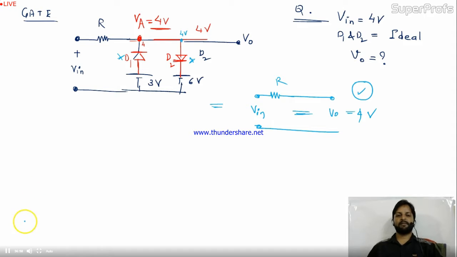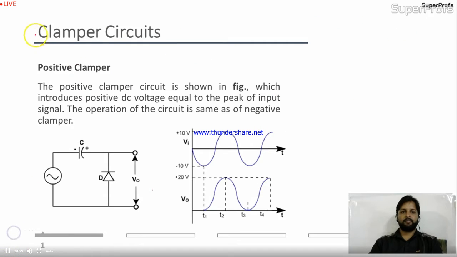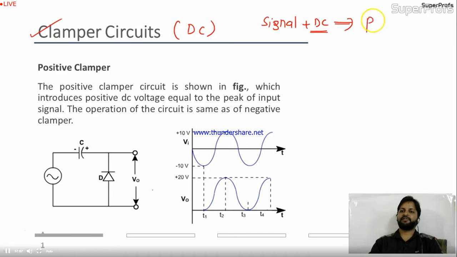Now we'll switch to the clamper circuit. Okay. The clamper circuits are used to restore the DC. We'll be having a signal, your input waveform. By adding DC you can change the position of the waveform anywhere. So clamper circuits are the circuits which add the DC component. So I can say this is the DC restorer.